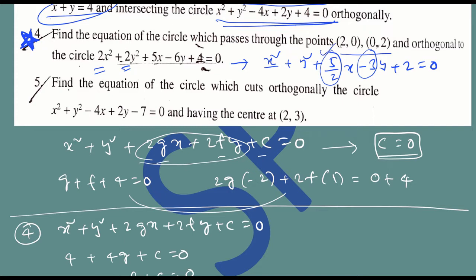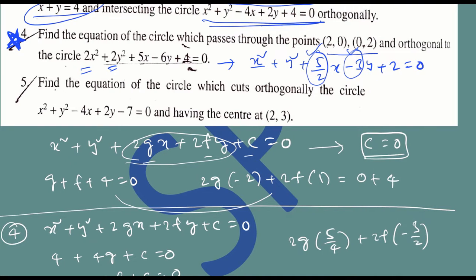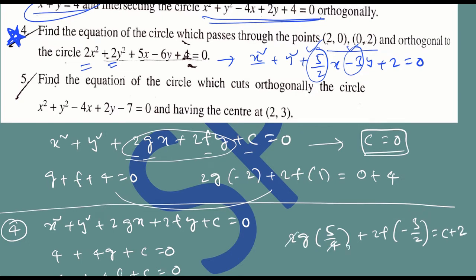We treat these as g dash and f dash. So applying the condition, I'll have 2g g dash plus 2f f dash is equal to c plus c dash. I'll get c plus 2. I'll cancel a 2 here. Now multiplying throughout by 2, I'll get 5g minus 6f is equal to 2c plus 4.